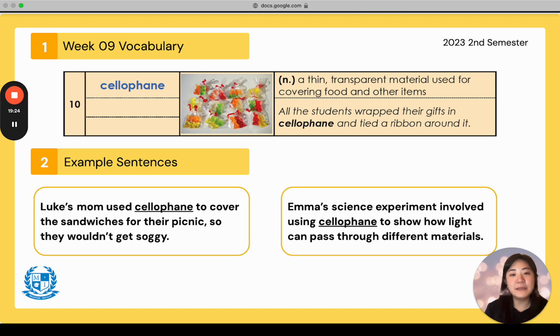Example 2, Emma's science experiment involved using cellophane to show how light can pass through different materials. So maybe we had a light. I have a light in front of me right now too. To show that light can go through it, because as you can see, it is transparent. And what does transparent mean? Yes, it is clear and you can see through.